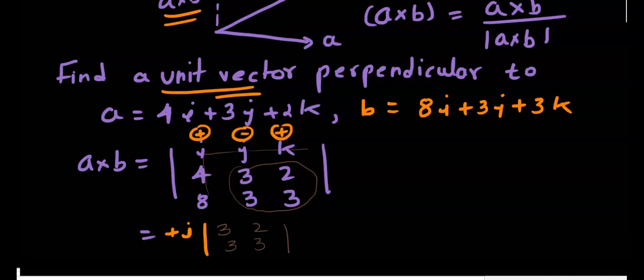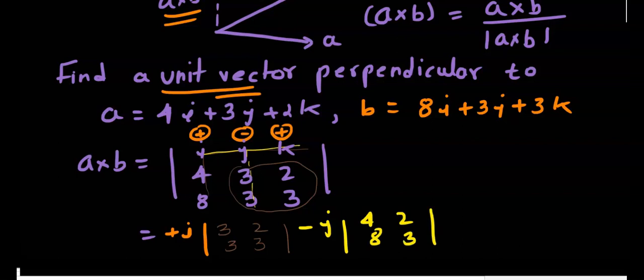Is that fine? So similarly, now we are taking the minus sign. I'm using a different color here, so it is minus j. We are leaving this row again and this column. So we are left with 4, 8 and 2, 3. So write down here 4, 8 and 2, 3.